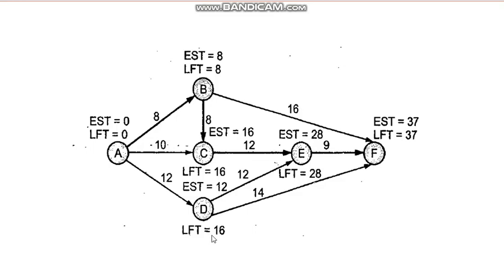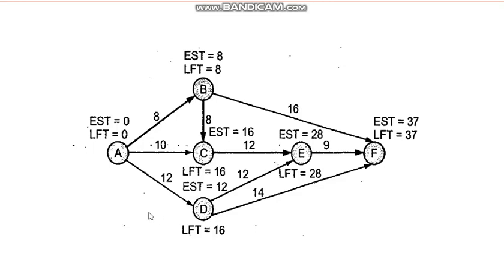Okay, here you see 16 minus 12 is 4. So here there is a difference, it is not 0. That means this node D is not in the critical path. Whereas if you come to node C, this is 16, this is also 16. 16 minus 16 is 0. So this node will be in the critical path. And if you come to E, this is 28 and this is also 28. 28 minus 28 is 0. And if you come to F, this is 37 minus 37 also is 0. Now the only node that is not there in the critical path is D.